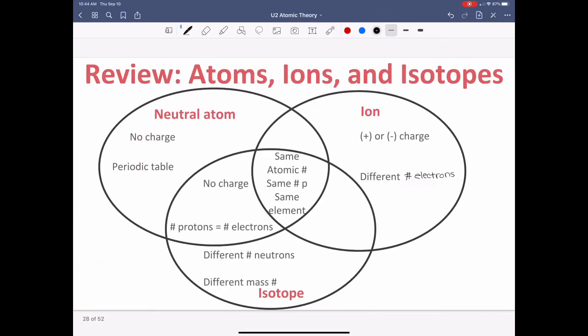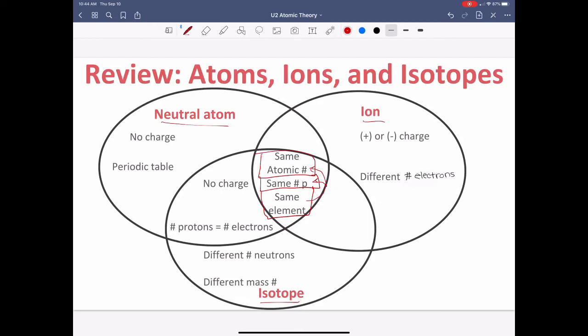So let's take a look at this nice Venn diagram that kind of compares everything that we've been talking about between the neutral atom and their ion and isotope of each. So let's start with what is the same in all 3 of them. All 3 of them have the same atomic number, which means the same number of protons, right? Because that's what our atomic number tells us. And therefore, they are the same element because that element is identified by its protons and its atomic number. All right, so that's what never changes.